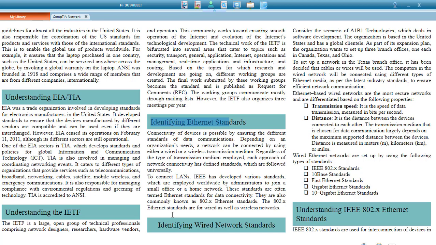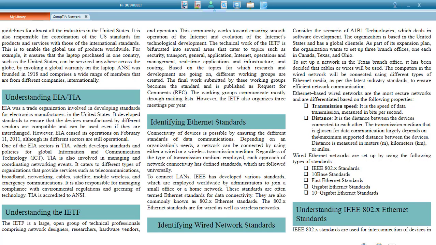Identifying Ethernet standards. Connectivity of devices is possible by ensuring the different standards of data communications. Depending on an organization's needs, a network can be connected by using either a wired or a wireless transmission medium. Regardless of the type of transmission medium employed, each approach of network connectivity has defined standards, which are followed universally.